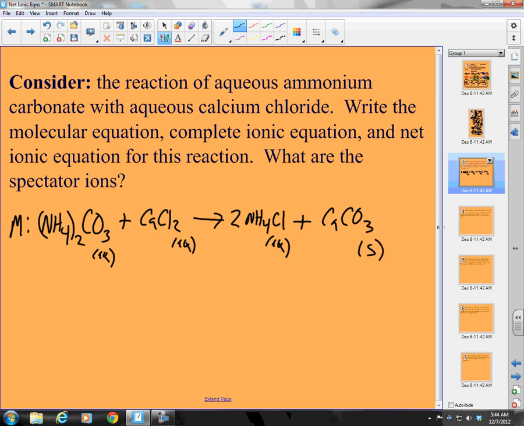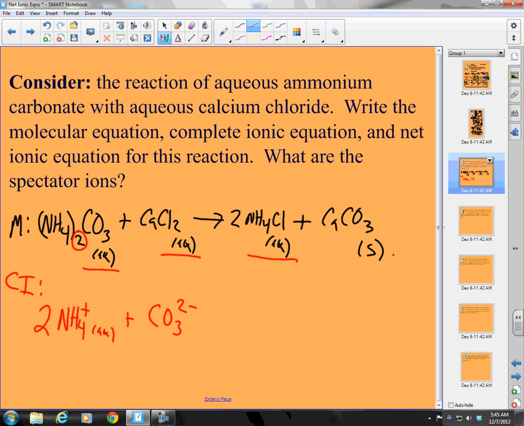So that is my molecular. Here is my complete ionic. What do I want to do? I want to find all my aqueous stuff that are ionic. That's ionic. That's ionic. That's ionic. This is ionic, but it's solid, so I'm not going to mess with that. And I want to break them into ions. Okay, so what ions make up ammonium carbonate? Well, ammonium and carbonate. But how many ammoniums do I have? I have 2 ammoniums. So that means this has to become a coefficient.